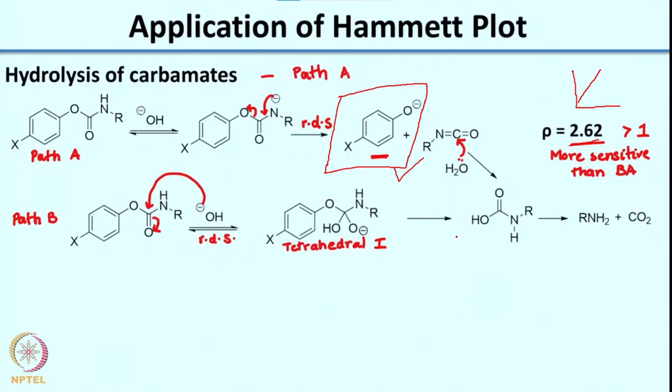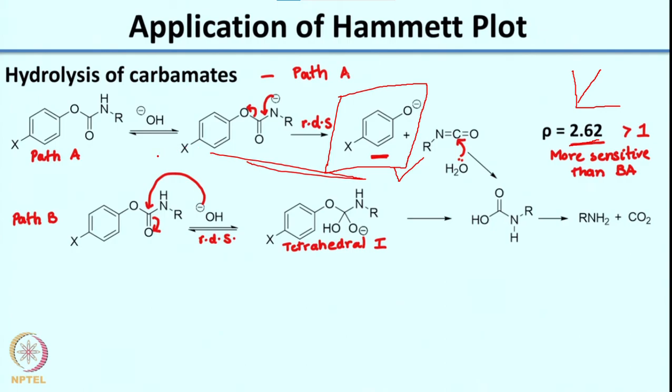Then we have done the application of Hammett plot. So we have taken the reaction whose mechanism we can predict via two pathways. Pathway 1 was there when the proton was abstracted by the OH minus, which was giving a phenoxide as an intermediate via rate determining step. So this is the step which is the slowest step and rate determining step.